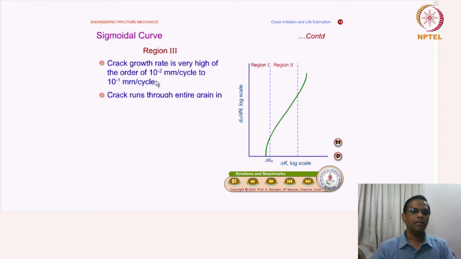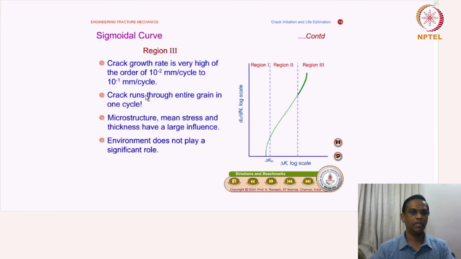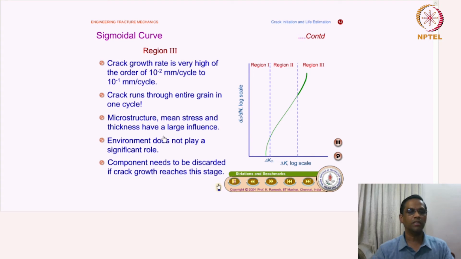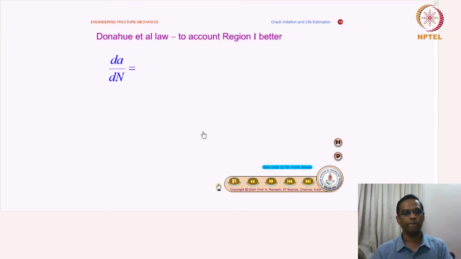Region 3, the crack growth rate is very high, of the order of 10 to the power minus 2 mm per cycle to 10 to the power minus 1 mm per cycle. Crack runs through an entire grain in one cycle. Microstructure, mean stress, and thickness have a large influence, and environment does not play a significant role in this region as compared to region 1. This is completely opposite. The component needs to be discarded if the crack growth reaches this stage. So it's almost a dangerous situation. So that is where you have to decide.